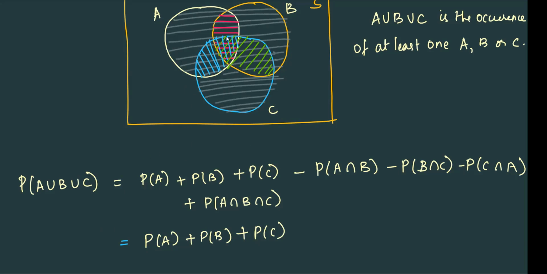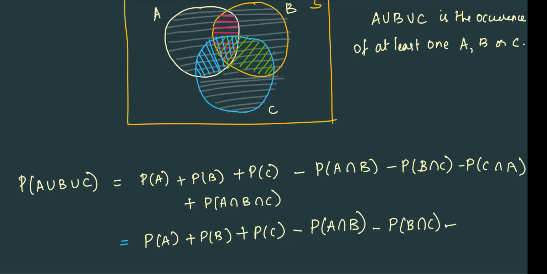Now, when we took P of A plus P of B, this plus this, so this whole region is included twice. When we do P of A plus P of B, so minus P of A intersection B. Then between B and C, it will be P of B intersection C minus twice.